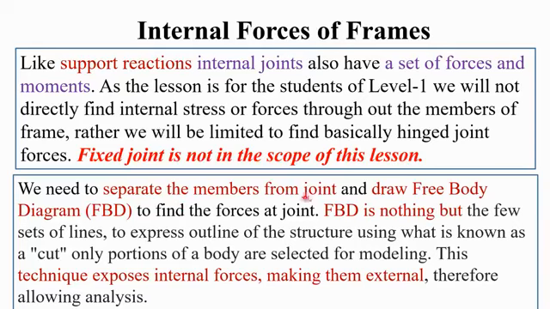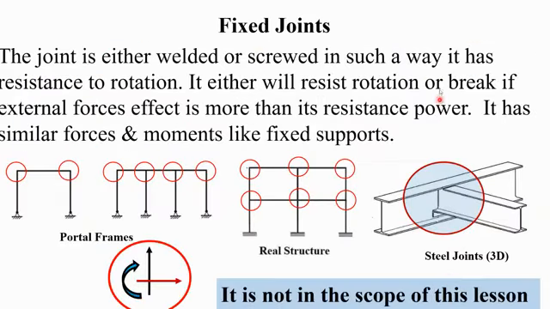We need to separate the member from the joint and draw a free body diagram to find the forces at the joint. A free body diagram is nothing but a few sets of lines to express the outline of the structure using what is known as a cut. Only a portion of a body is selected for modeling. This technique exposes internal forces, making them external, therefore allowing analysis.